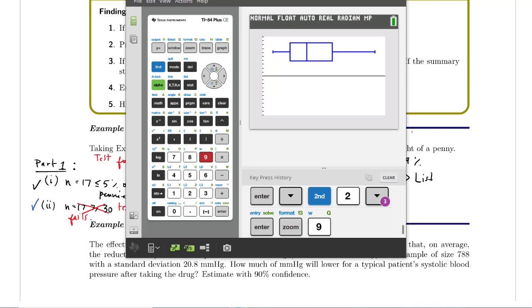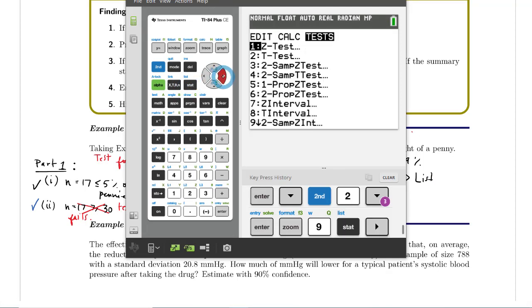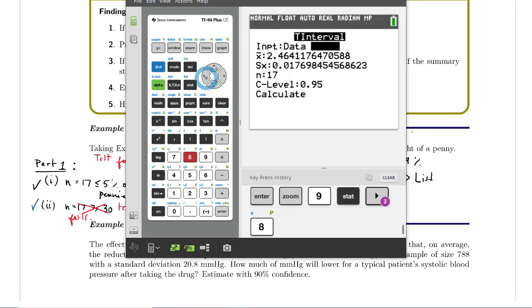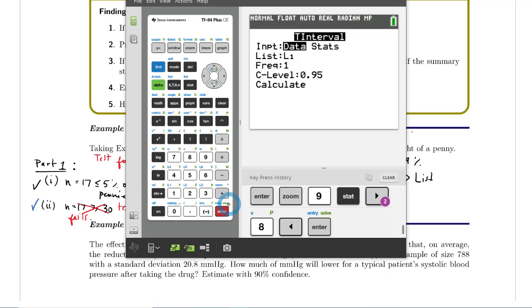Okay, so let me go back. Again, do you remember? Go to stat, go to test, go to T interval, and select data. Why are we selecting data? Because our data was raw and we put our data in a list. And under list, put where the data is inputted. Now mine is in list 2. I didn't have a frequency column.